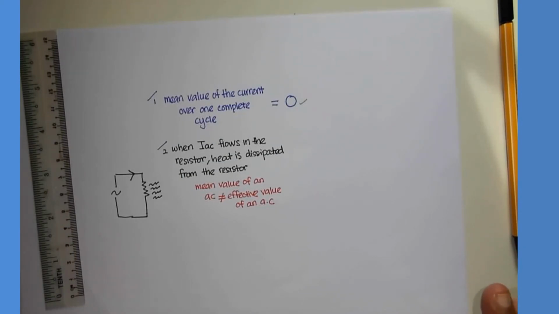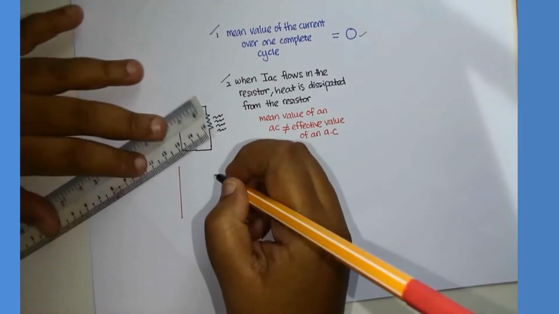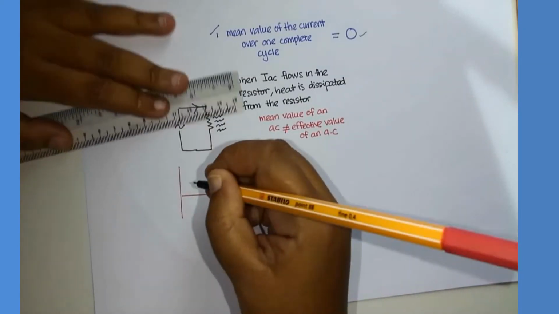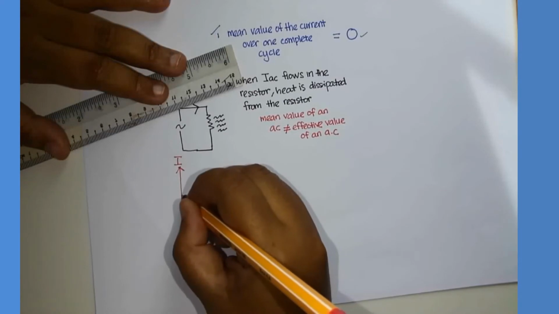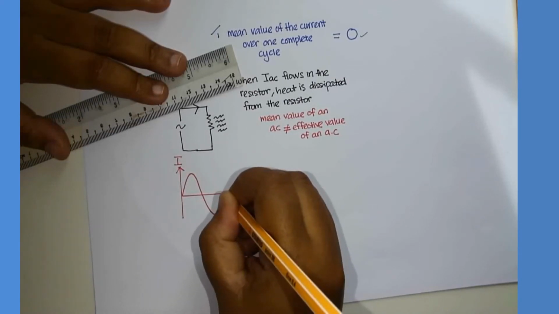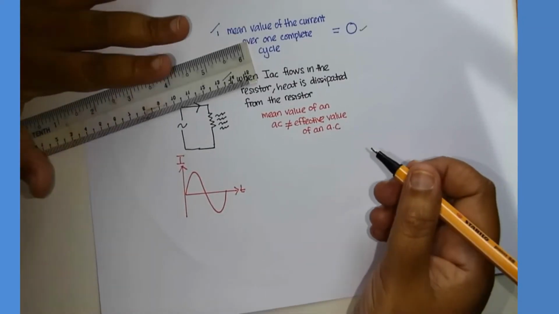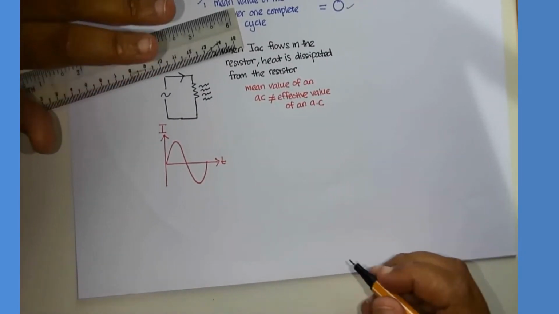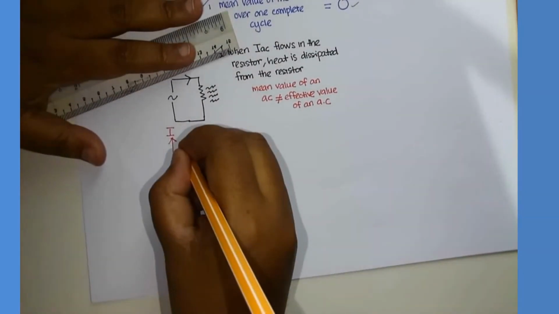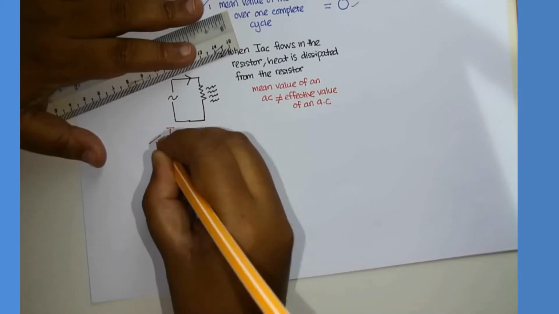So what is the effective value of an AC? Okay, let's look at this. When we look at current, let's draw a current graph. This is I, this is t, so it's a function of sine. Now there are 4 values of current. The first value is I peak, number 1.